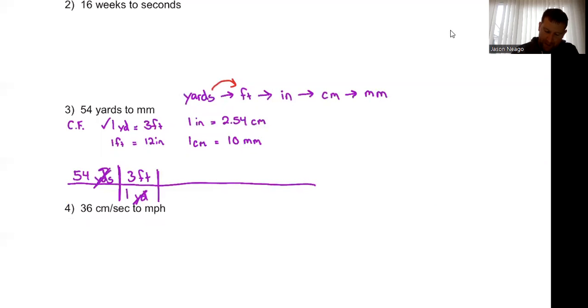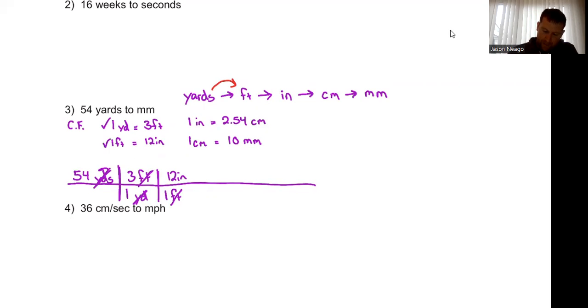My next conversion factor takes me from feet to inches. Since I have feet above the cancellation line, I want to have feet on the bottom. So I'm going to put 1 foot on the bottom and 12 inches on the top. My feet and my feet cancel. If I were to stop right now, my answer would be in inches.